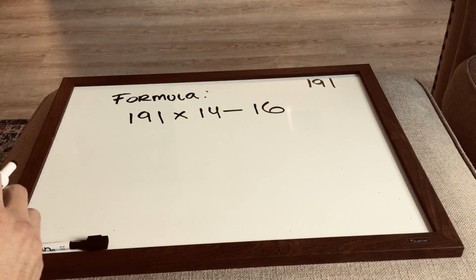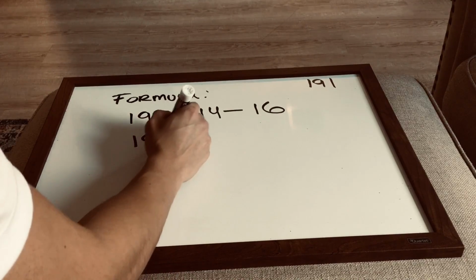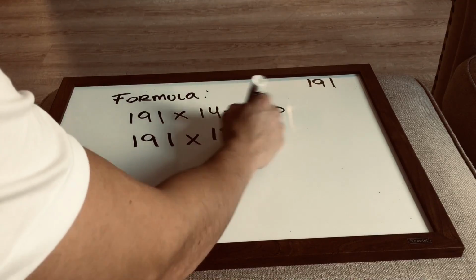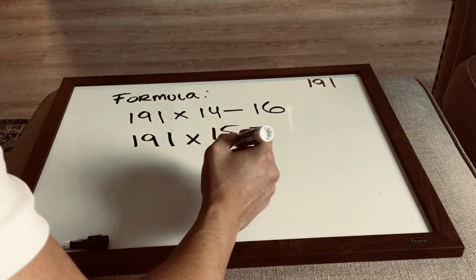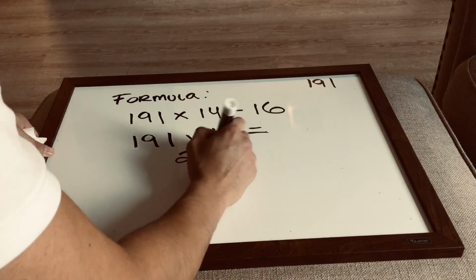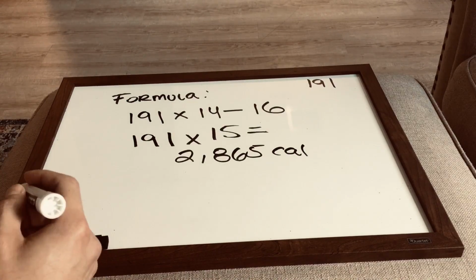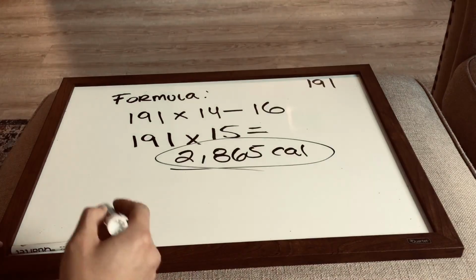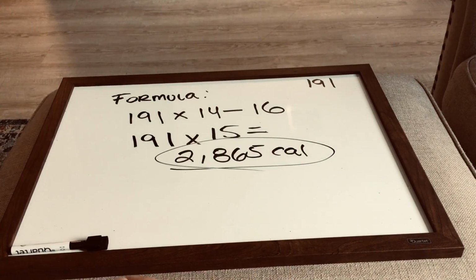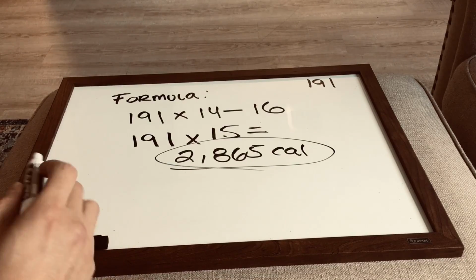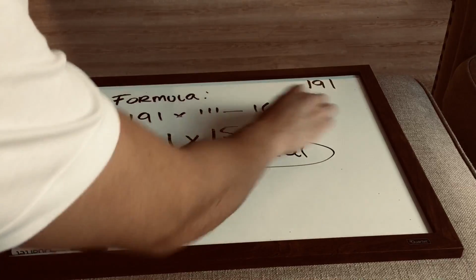So now, according to my everyday routine, I'm not very active, so I'm going to pick somewhere down the middle and multiply 191 times 15, which gives me a total of 2,865 calories. So basically what that says is if I continue to eat 2,865 calories every day, I will remain at 191 pounds. But of course we want to drop down, so that's not what we're going to do.